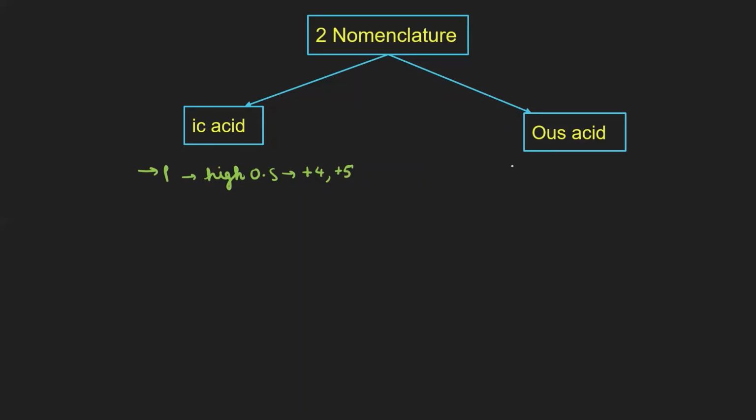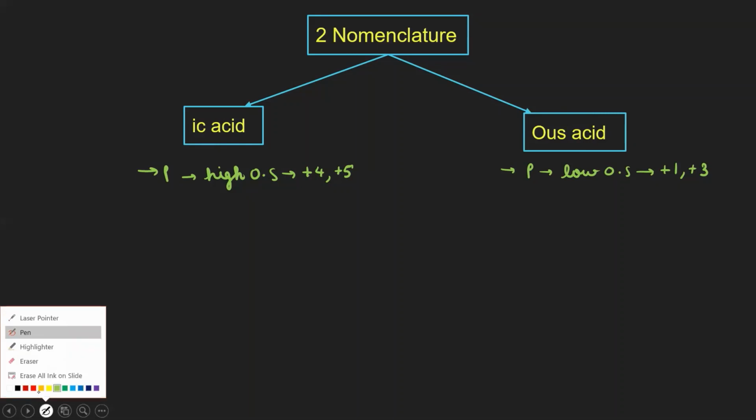Okay, now when the phosphorus is present in a lower oxidation state, and that lower oxidation state can be +1 or +3, then the name of the oxoacid ends with us acid. And based on this ic acid and us acid, we have two series of the oxoacids of phosphorus, the ic acid series and the us acid series. Now let us see what the members of this ic acid series are.